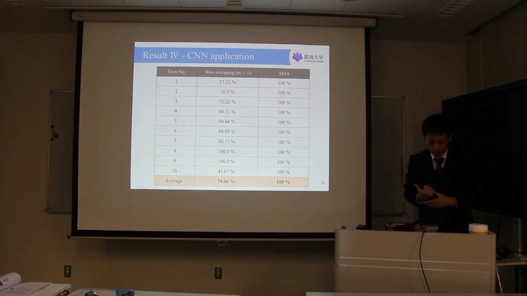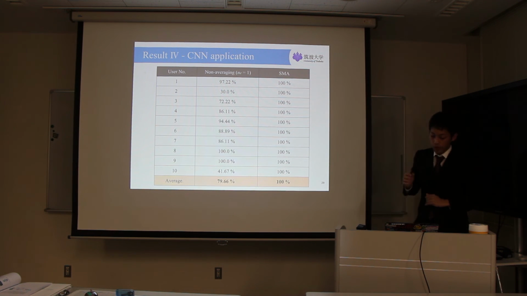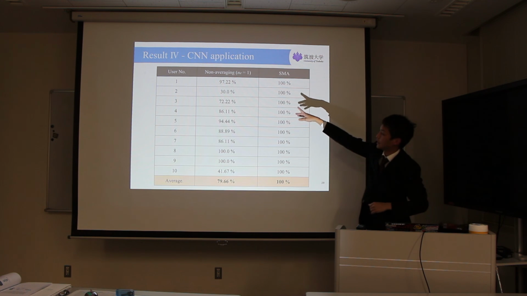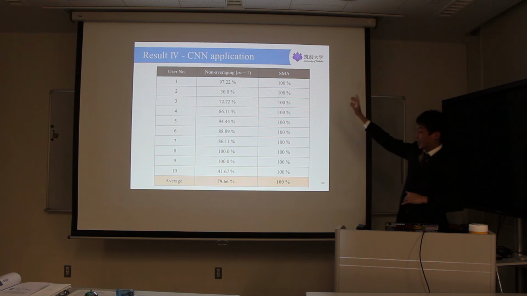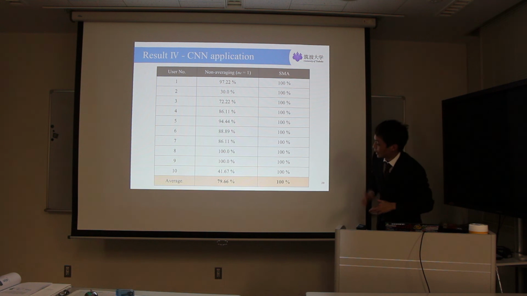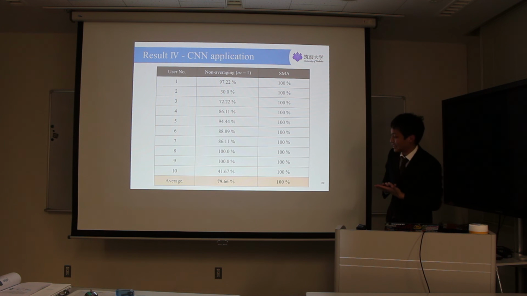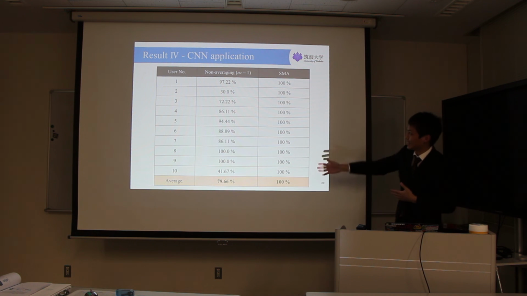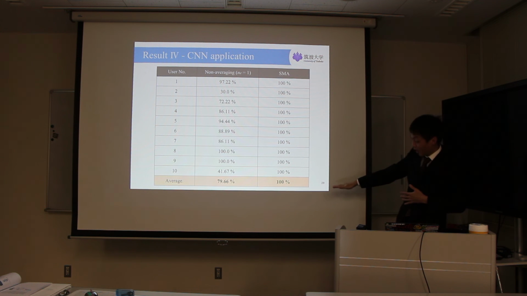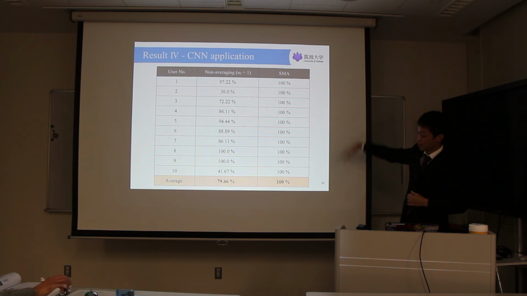So this is the classification accuracy result of the CNN application. We tried two settings. One setting is non-epoch averaging, and the other setting is a simple moving average, where we average the ERP signals with the moving average. The result was 79.66% for non-averaging, and 100% for the averaging result across the 10 participating users.